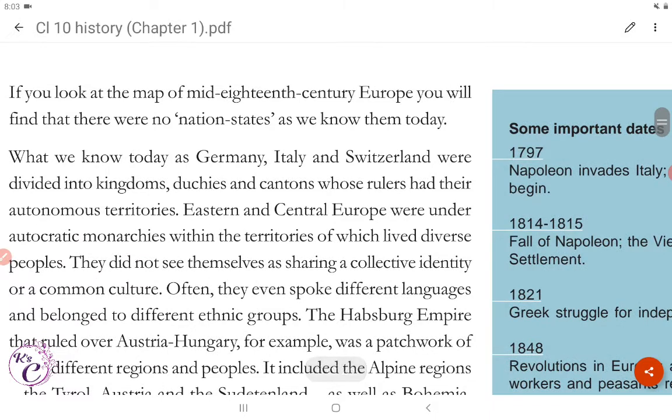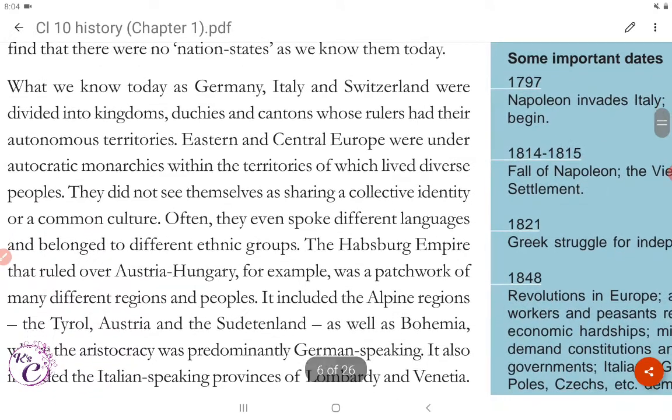If you look at the map of mid-18th century Europe, you will find that there were no nation-states as we know them today. What we know today as Germany, Italy, and Switzerland were divided into kingdoms, duchies, and cantons.